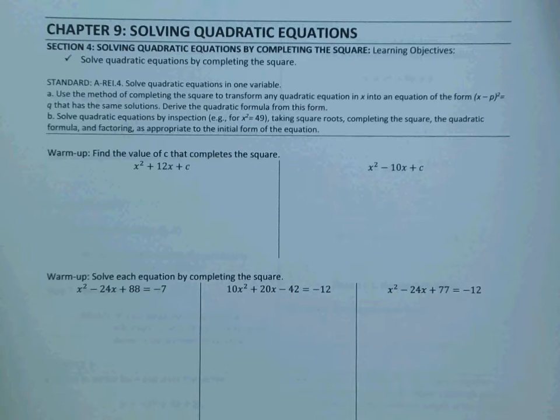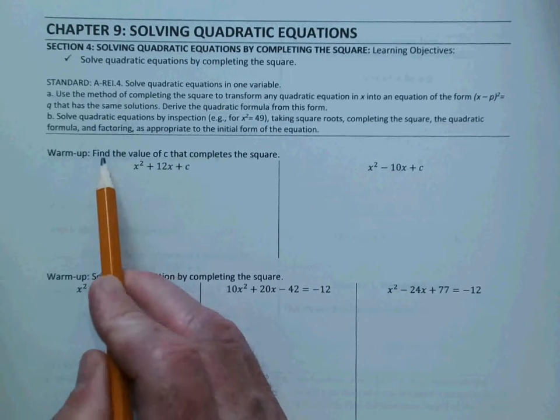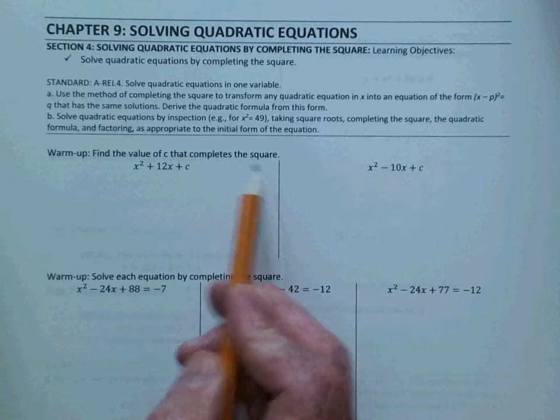So you should attempt this warm-up, all 5 of the problems. If you need to, press pause on the video and try the warm-up. Okay, let's go over it. So the first set of questions says find the value of c that completes the square.